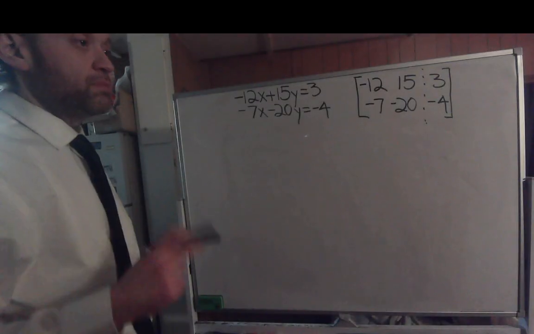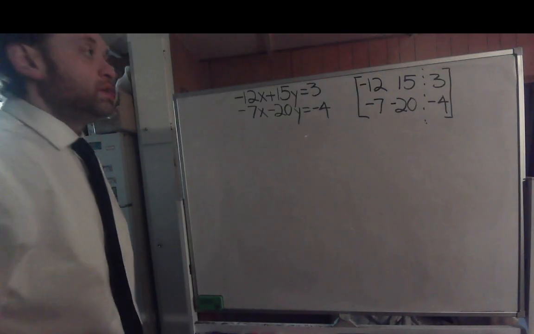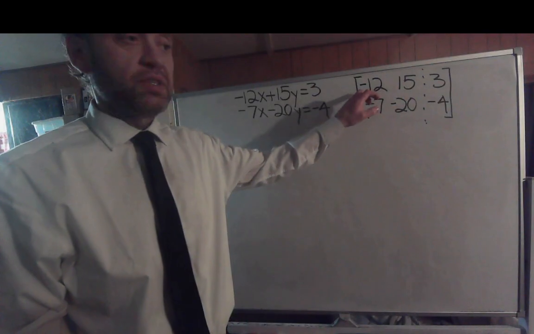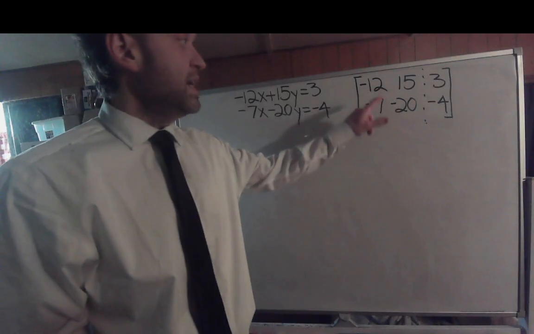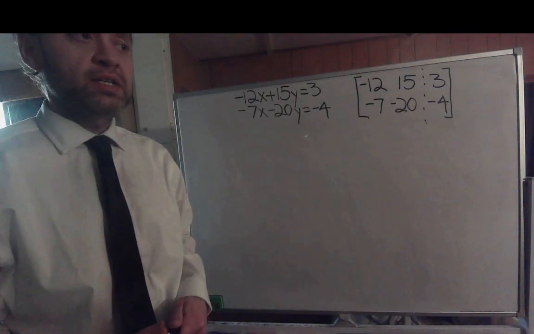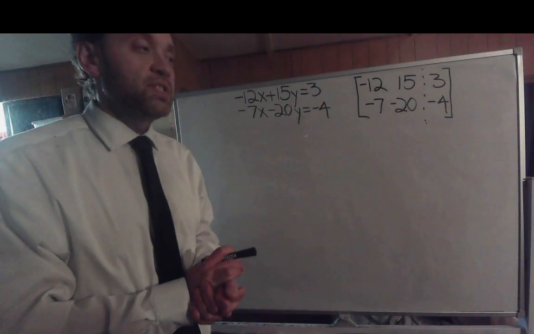Here's something you can do temporarily. Notice the top row. We're not going to convert the negative 12 into a 1 just yet. But notice negative 12, 15, and 3 all have a common factor of 3, do they not? Look for ways to make it easier on yourself.